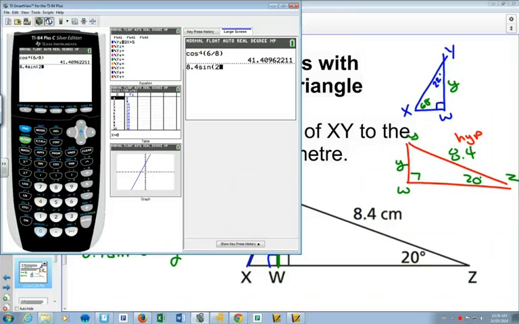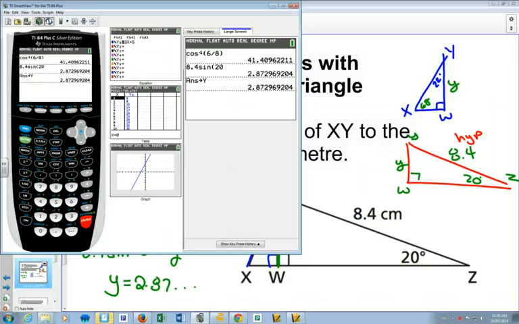8.4 sine of 20, 2.87. I'm going to store that value as y. Oops, that's not what I wanted. Delete. I can't read the letters on here. Is there a y? Y is right above the 1. So push alpha and then 1. So I stored that value as y, so later on, I can use it again. And again, whatever letters you use in the question, it's good to use that here as well. So I'll write out y is equal to 2.87 ... because I'm going to keep all those decimal places for later.